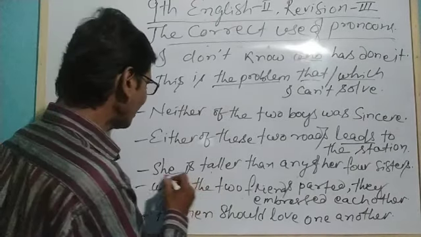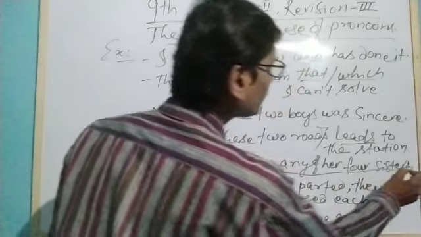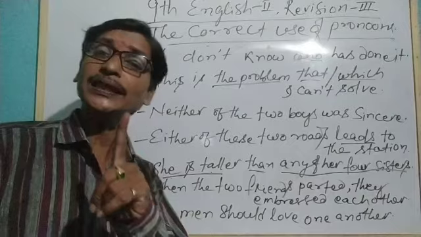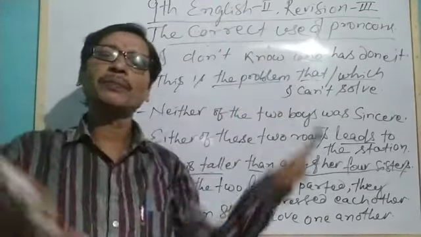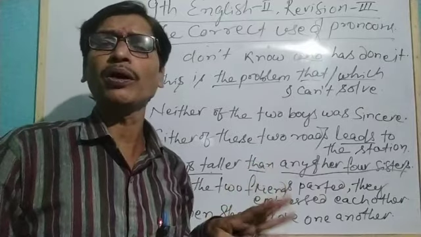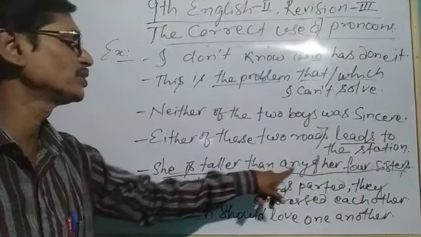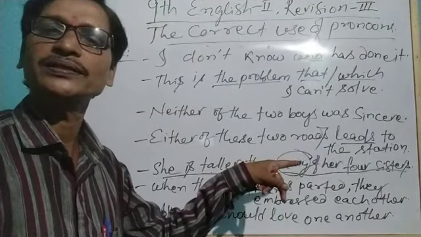She is taller than any of her four sisters. She has four sisters, and she is the only girl who is taller than any of her four sisters. It involves more than two persons. Therefore, we have used any to refer to more than two persons.